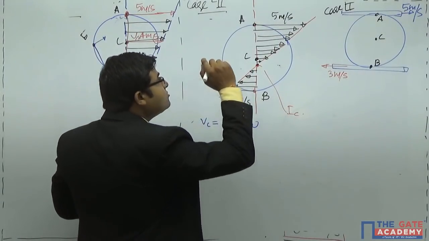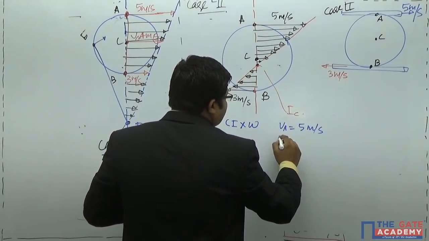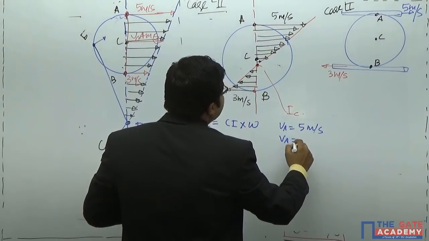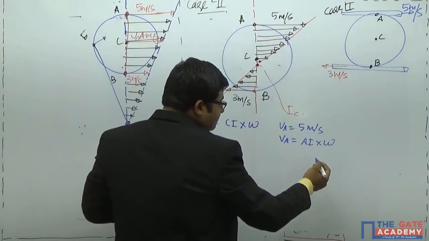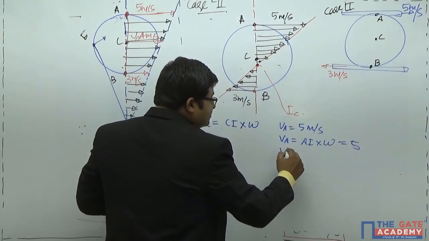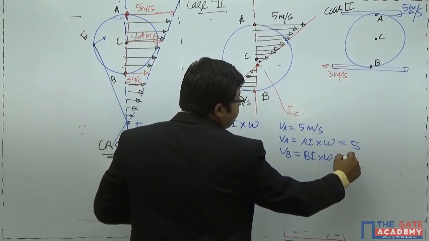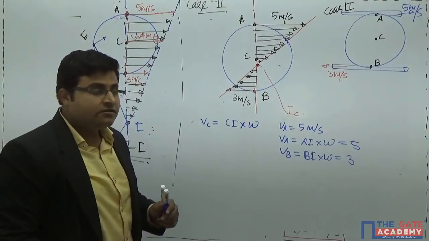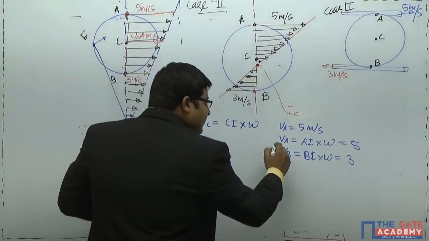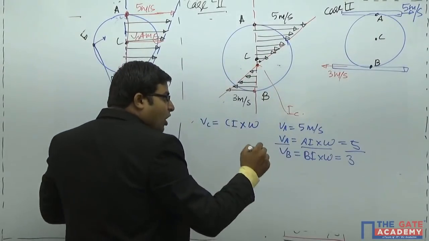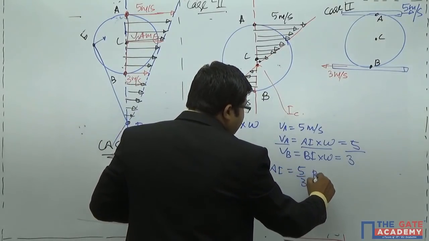What are those relations? Those relations are Va is equal to 5 meter per second, and this Va can be written as AI multiplied by omega. Got it? This is equal to 5, we can write. Same way, Vb is given as BI multiplied by omega is equal to 3. Got it? So we can again divide these two like this. What will we get? Now we will get this: AI is equal to 5 by 3 times BI.